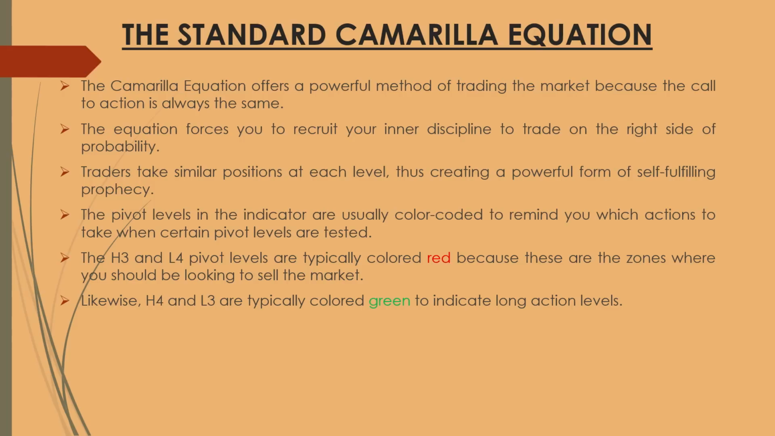The pivot levels in the indicator are usually color-coded to remind you which actions to take when certain pivot levels are tested. The H3 and L4 pivot levels are typically colored red because these are the zones where you should be looking to sell the market. Likewise, H4 and L3 are typically colored green to indicate long action levels.